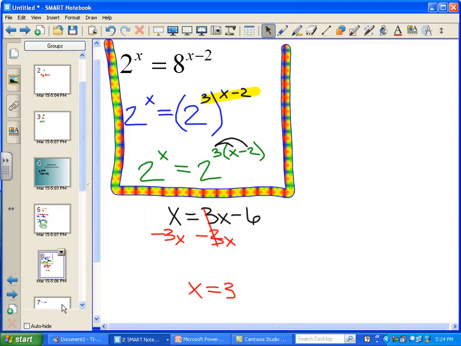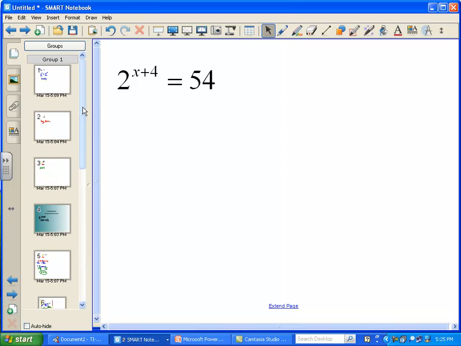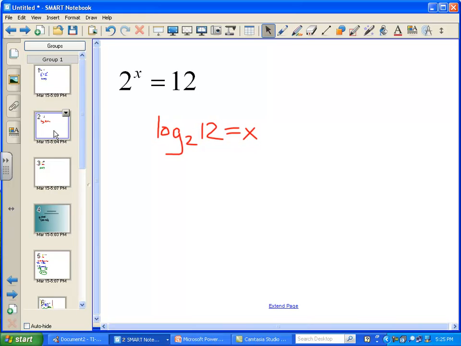So let's take a look at another one. 2 to the x plus 4 is equal to 54. Let's see, on this one, I've got 2. 2 is a great number to work with. Lots of powers that we have memorized on those, but I notice that 54 is not one of them. So I don't have common bases, and I can't force common bases either because 54 is not a power of 2. So I might be stuck, but let's go back and remember what we did with this problem right here.